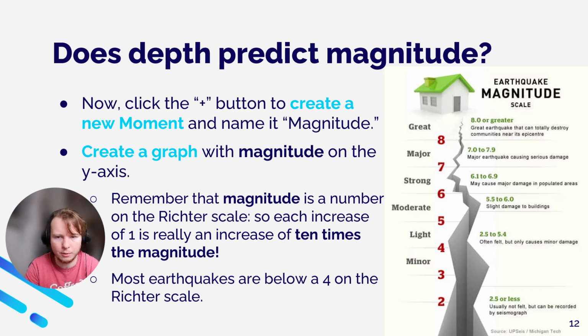Remember, and you might want to remind students, this is actually pretty interesting, that magnitude is a number on the Richter scale. So each increase of 1 is really an increase of 10 times the magnitude. So for example, an earthquake that is a 3.0 is 10 times stronger, not just a little bit stronger, than an earthquake that is a 2.0. Many earthquakes are below a 4. So if students are seeing things that are like 5s, 6s, 7s, those are actually a pretty big deal.